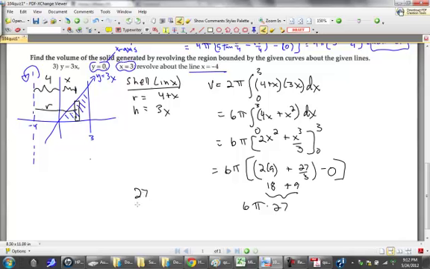And so, old school, no calculator, so that's what you have to do. 12 plus 4 is 100, well 16, and then 162. The answer, 162 pi.